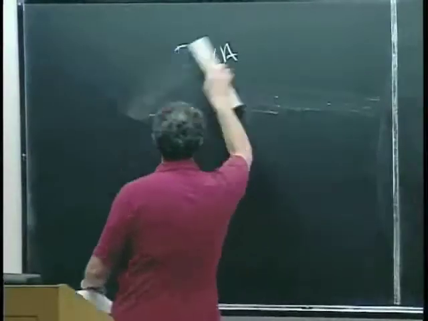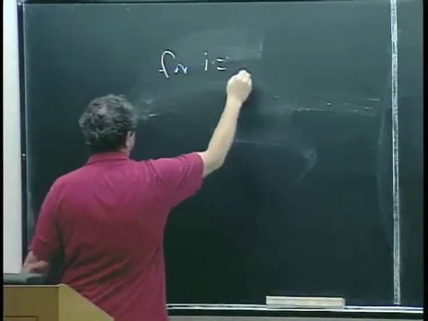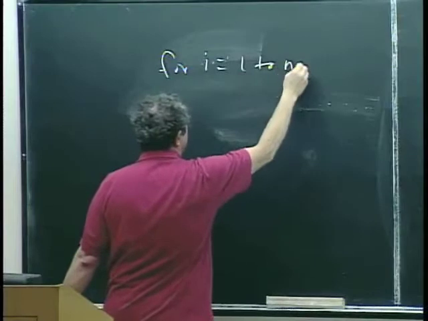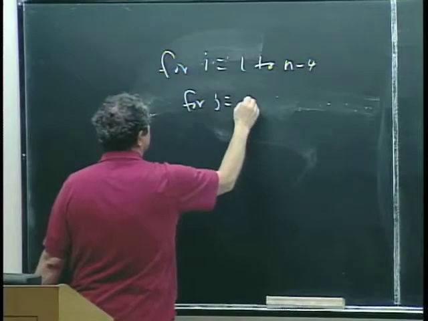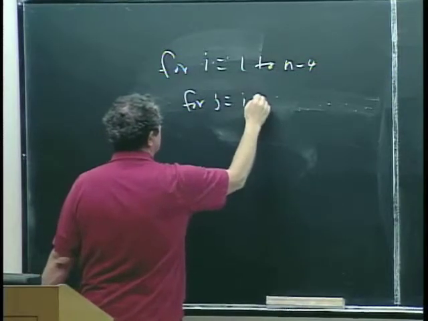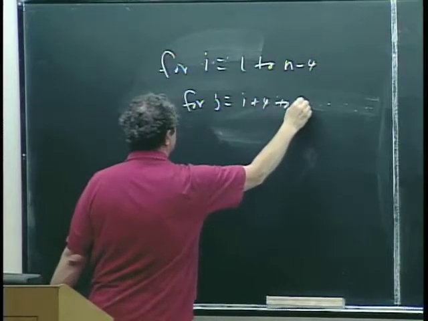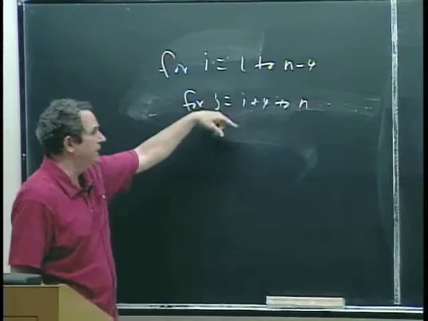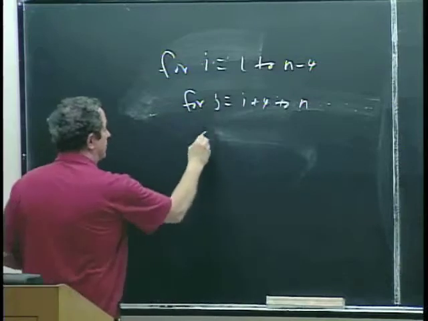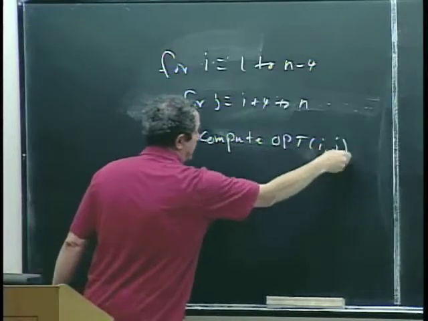So you can think of various possibilities. If I do it like this, for example, for I equals 1 to n minus 4, for j equals I plus 4 to n, whatever. Yeah, is that going to work? Compute opt ij.